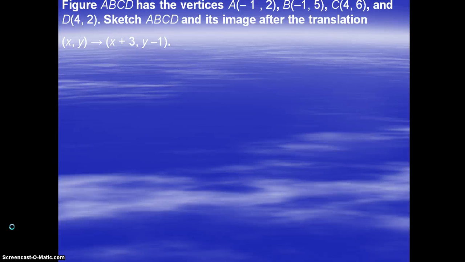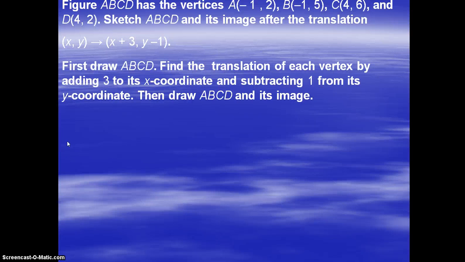Now let's take a look at an example. If we have the figure A, B, C, and D given to us, what we want to do is find the image after our translation given our rule here. As you can see, all the x values are going to be adding 3, and all our y values are going to be subtracting 1. First, I'm going to find my A prime, B prime, C prime, and D prime, and then I'm going to sketch both of them onto a piece of graph paper. Keep in mind we're doing x plus 3 and y minus 1 to each of them. If we take a look at A, it is (negative 1, 2). If I add 3 to negative 1, I will get 2.